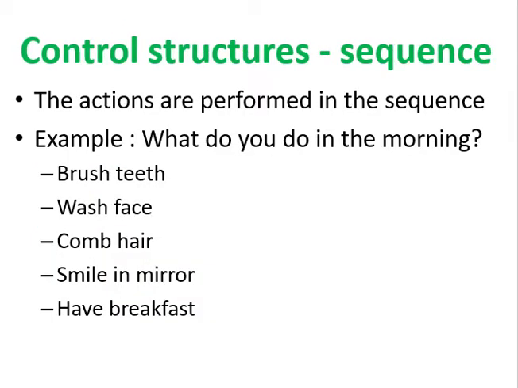All these control structures we will discuss one by one, with representation using flowcharts. First we will discuss the sequence control structure, in which, as we previously defined, actions are performed in sequence. For example, what do you do in the morning? When you wake up, firstly you brush your teeth, wash your face, comb your hair, smile in the mirror, and have breakfast. And whatever else you have to add, like traveling to class or to the office, then doing work or taking class. All these are a sequence of functions used in the sequence control structure.